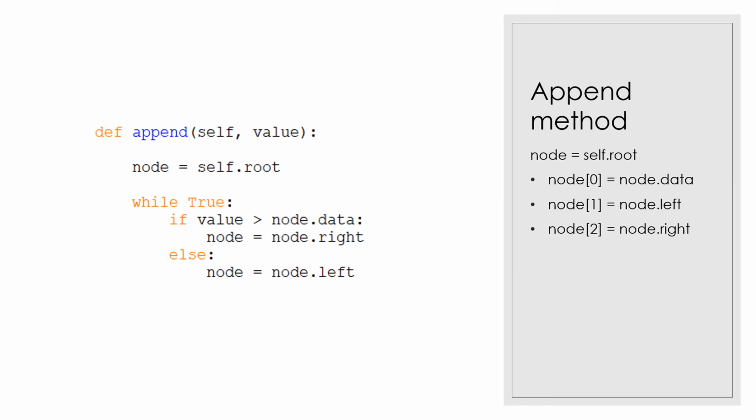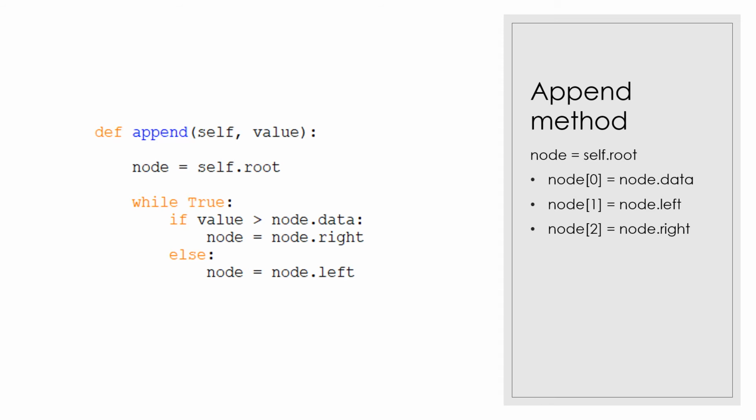So we start at the root, and I've put the whole thing inside a while true loop as we did before. If the value is bigger than the data, move to the right, otherwise move to the left. Or you could do it the other way around, but whichever way round, it's the left-right rule. So if the value is bigger than the data, move to the right, otherwise move to the left, and that becomes the new node. So we're going from node to node through the tree, jumping to left or right.